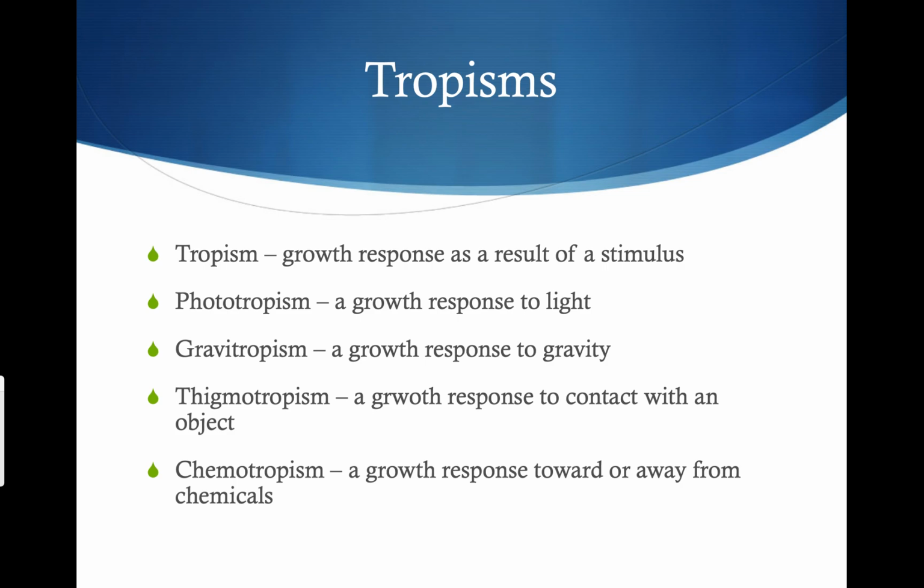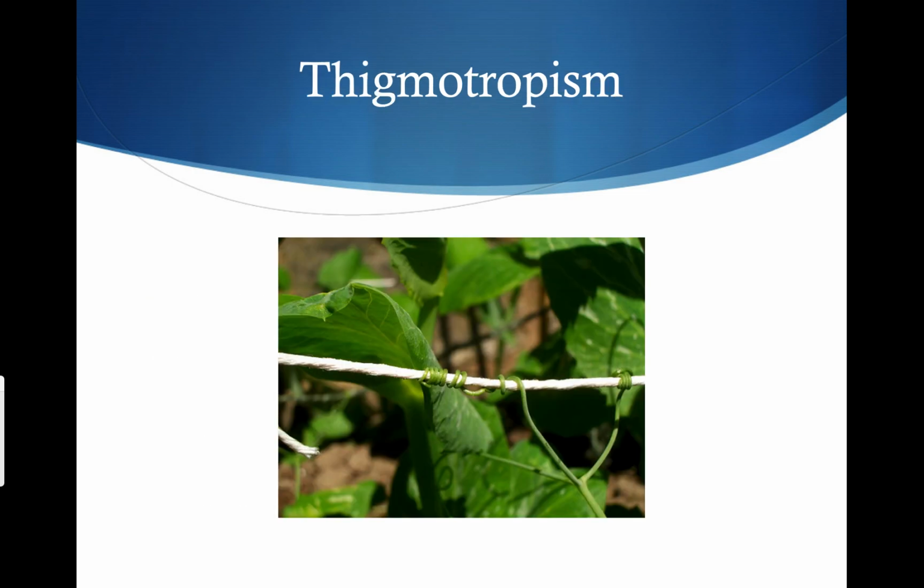Okay. Another one is gravitropism. Plants will grow opposite to gravity. Okay, and you'll see some pictures in a second about that. Thigmotropism, a growth in response to contact with an object. For example, a vine will attach itself to a fence or something, and it will grow along that fence because of thigmotropism. And chemotropism is a growth toward or away from chemicals. Okay, so let's look at some of this.